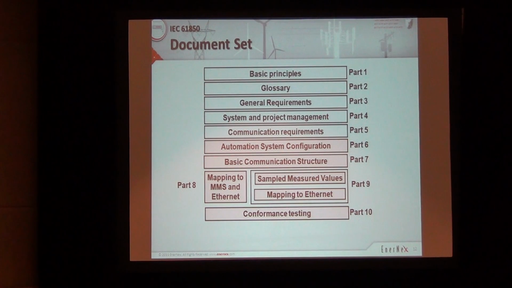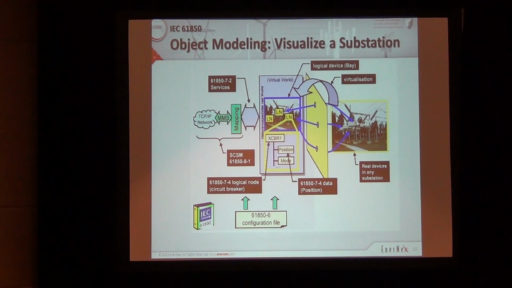Then we get into communication performance requirements, system configuration. We have substation configuration language, SCL, which is an XML type format, defined and described in part 6. Then we get into the services aspects, where the services are defined in part 7, the mapping of those services to MMS, which originates from the manufacturing area, and Ethernet, sampled measured values and mapping to Ethernet are part 9, and then conformance testing, which is a very important aspect, is part 10.